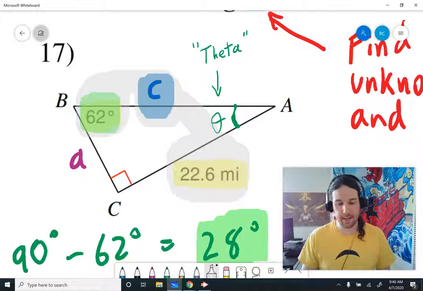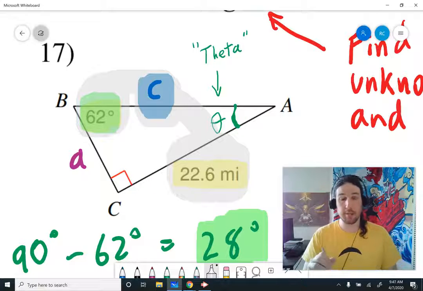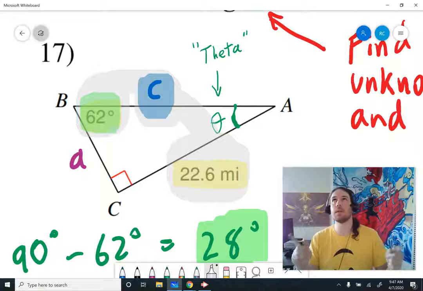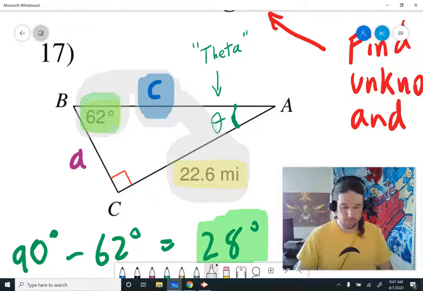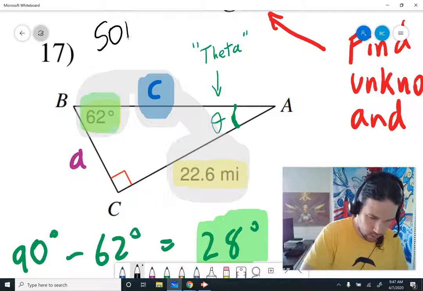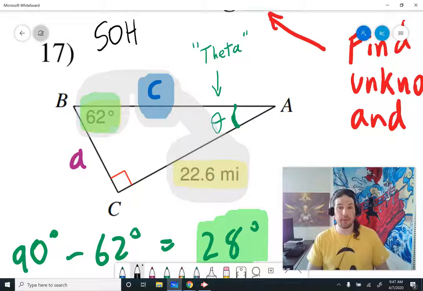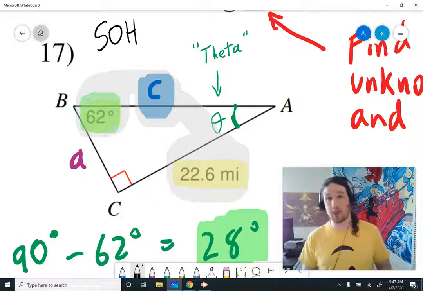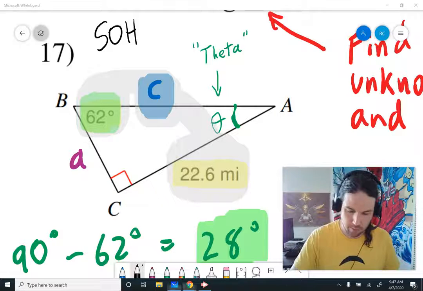We could say, well, we've got 22.6, which is the opposite leg, and we've got what we're looking for, which is the hypotenuse. So let's see, SOHCAHTOA, so sine is opposite over hypotenuse. So we could use sine of 62 degrees, set up another proportion, and solve it, and that would 100% work, and it would actually probably be the most accurate way to do it. But we do have another option.